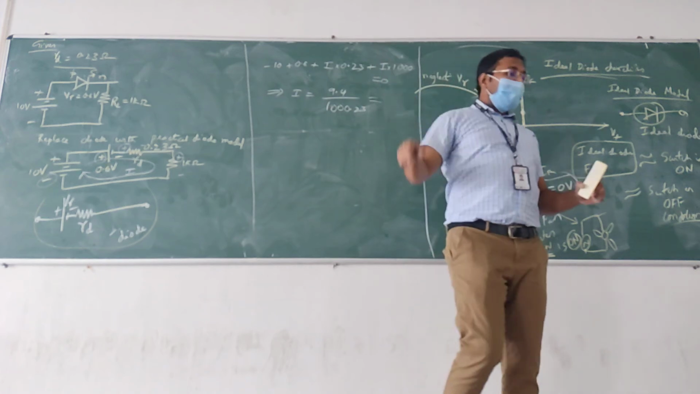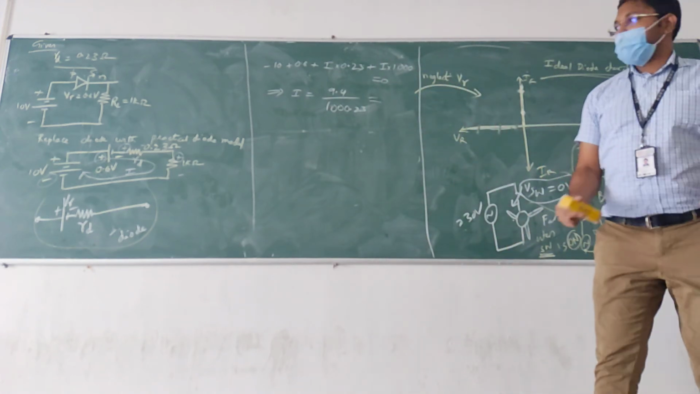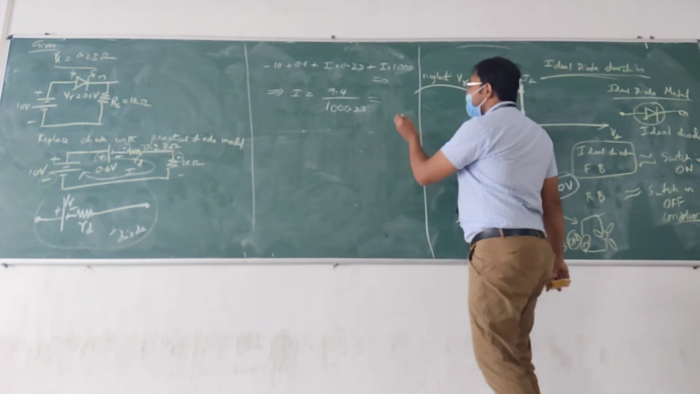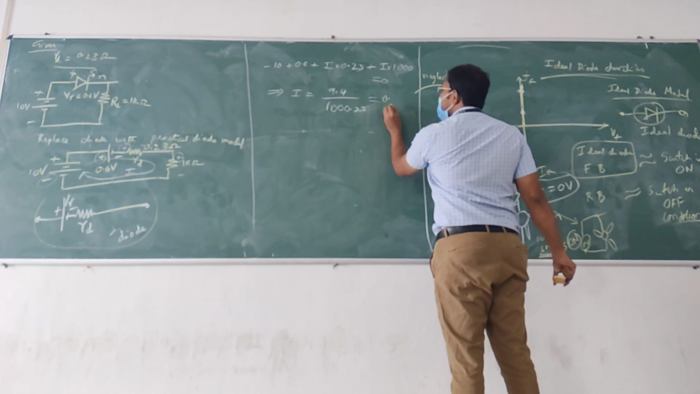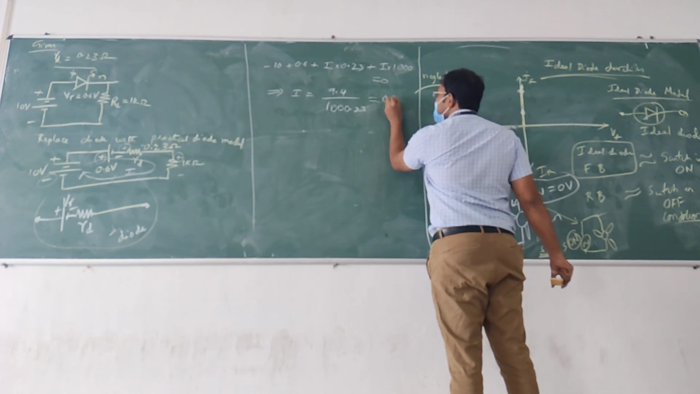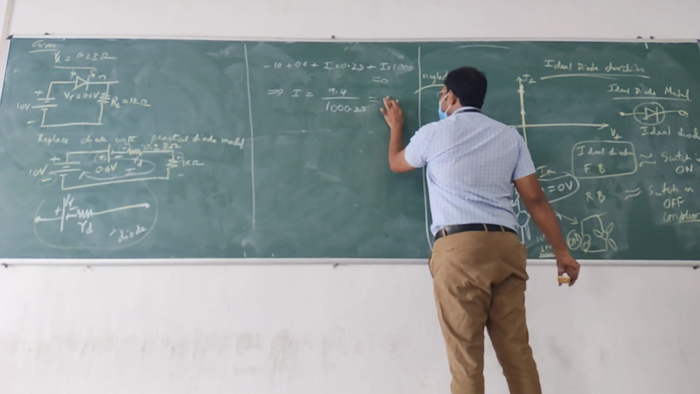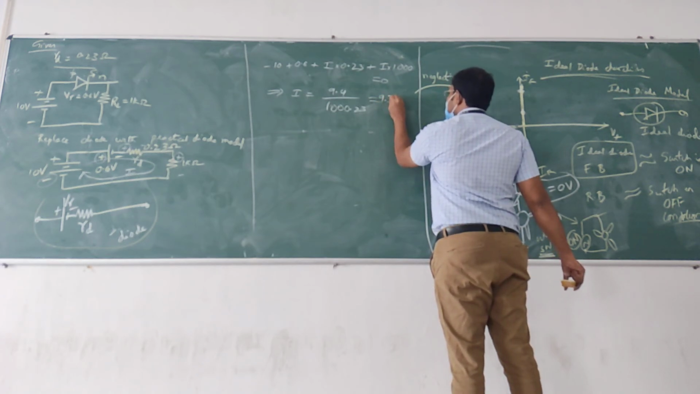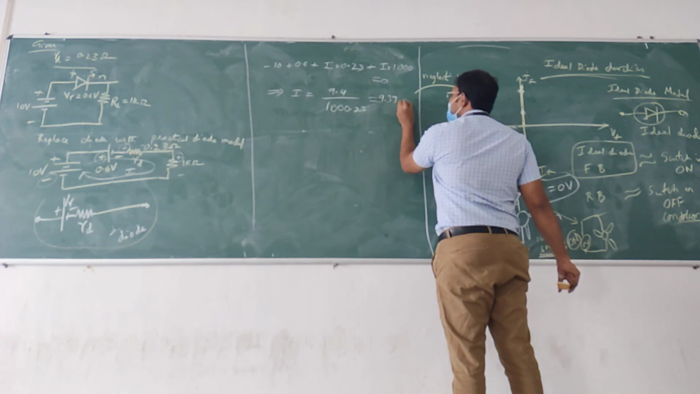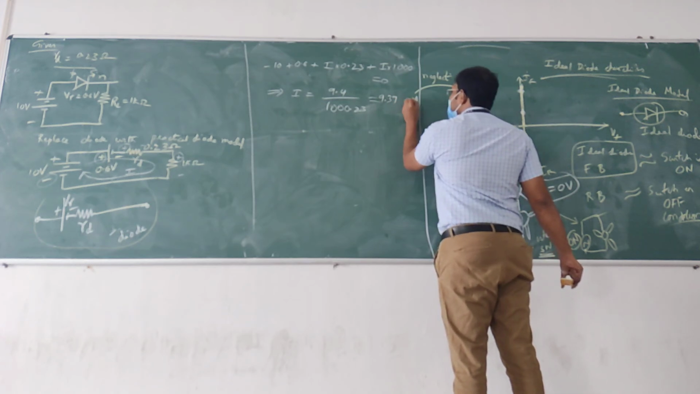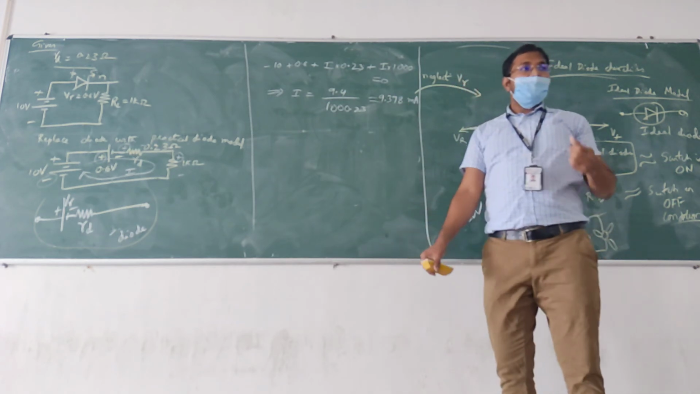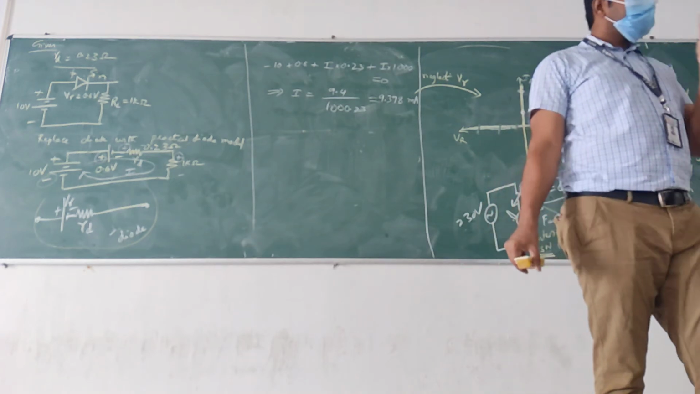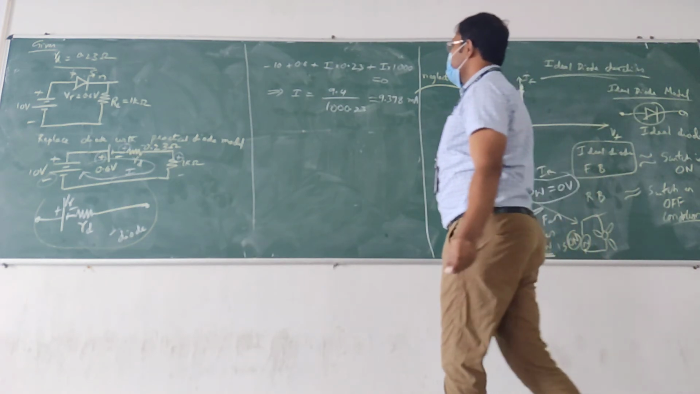The sum of voltages in a closed loop is equal to 0. How much? 0.0093, so about 9.39 milliampere. Correct? Is it correct? Check.